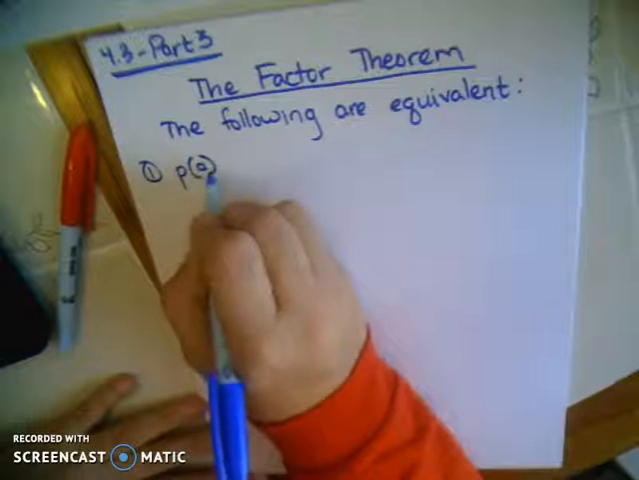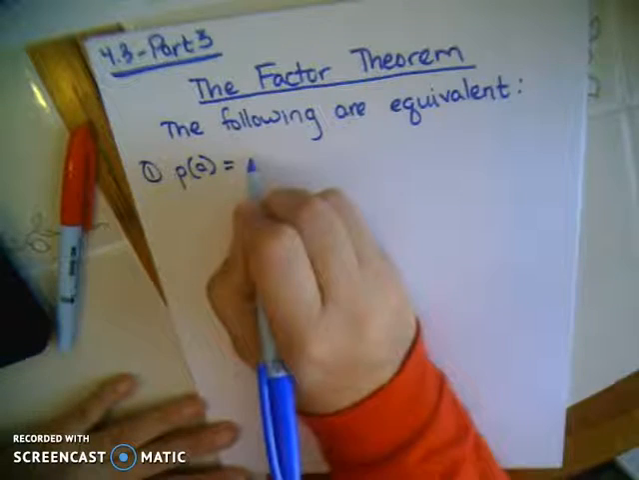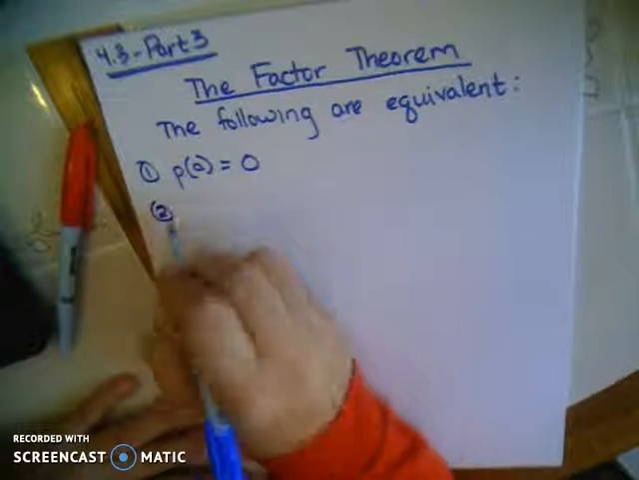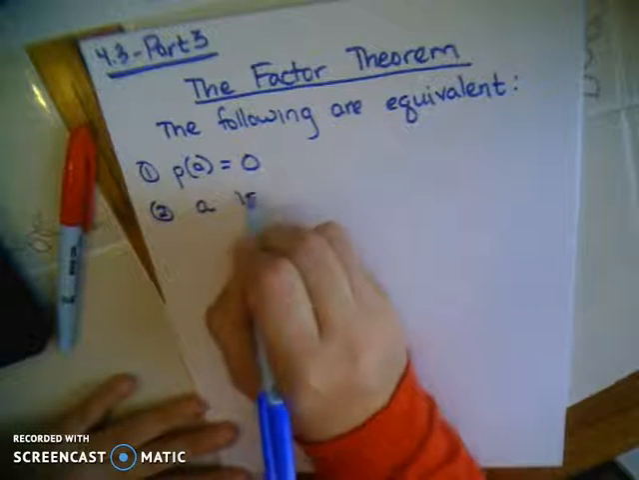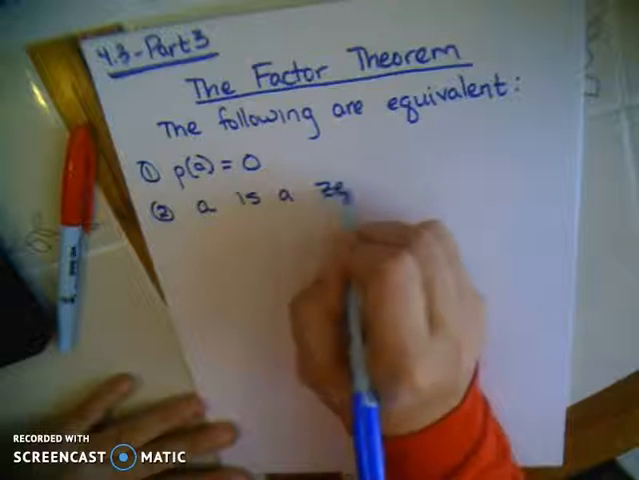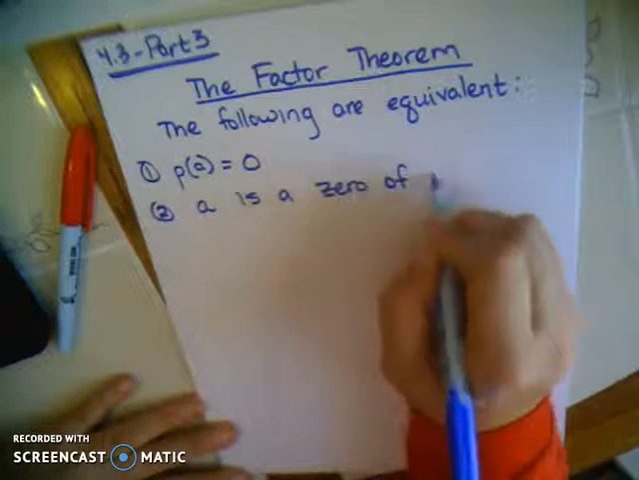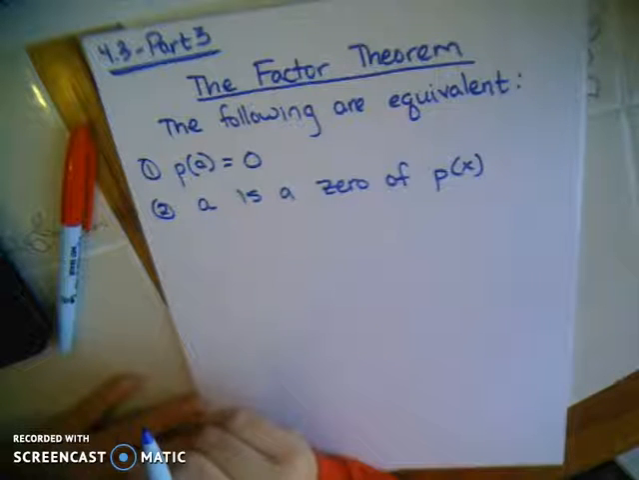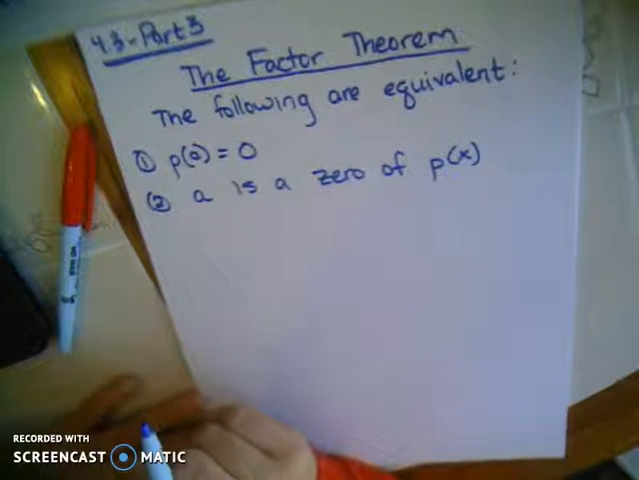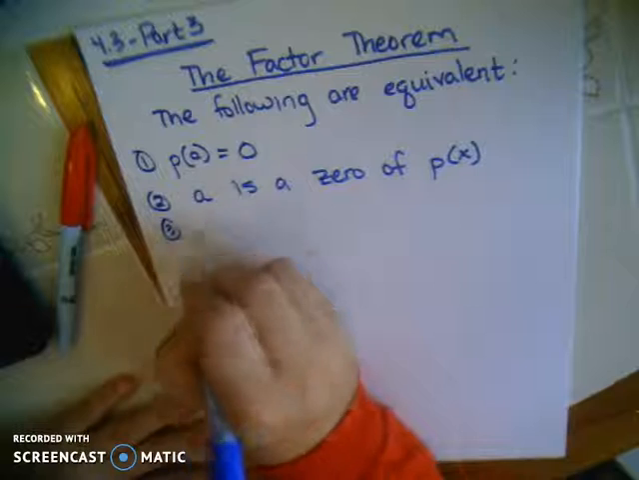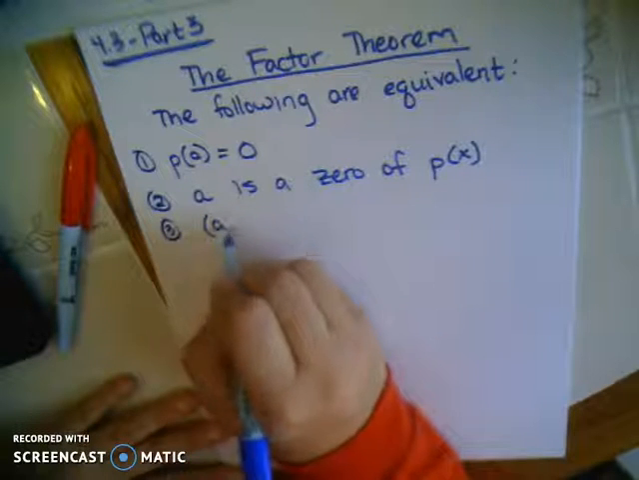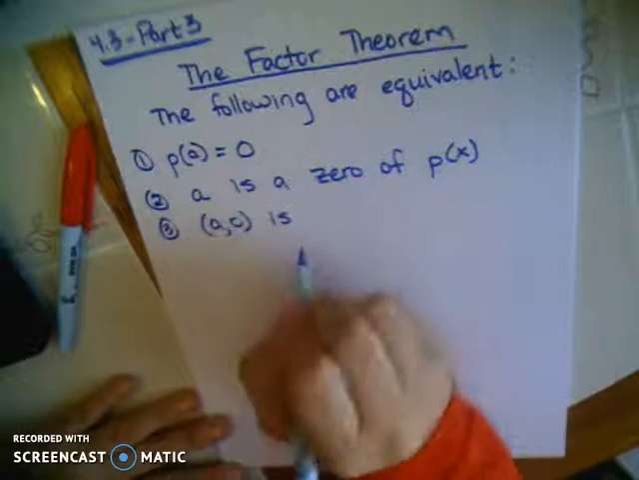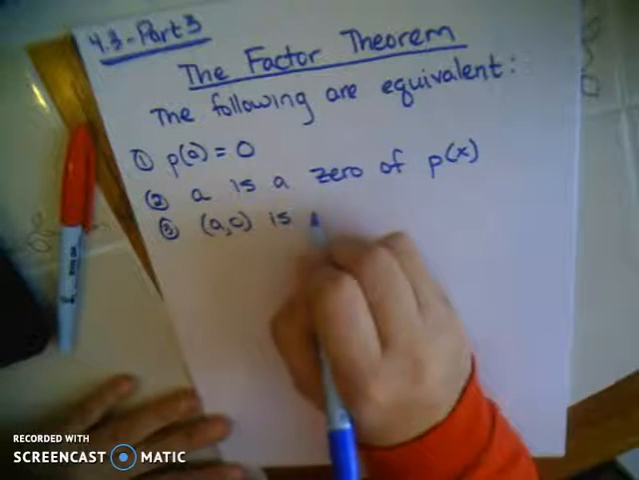If we plug a number into a polynomial and we get back 0, one thing I know about that is that a is a 0 of the polynomial. That's just straightforward definition of a 0, and we've seen that before. And something we've already also talked about is that the point (a, 0) will be an x-intercept on the graph of that polynomial.